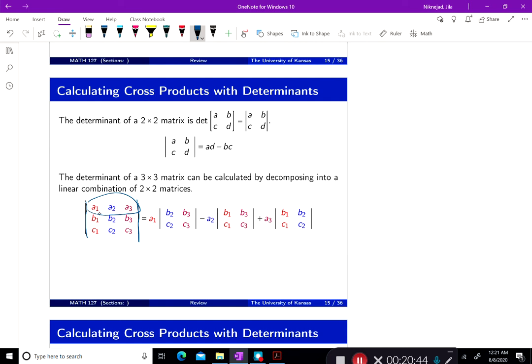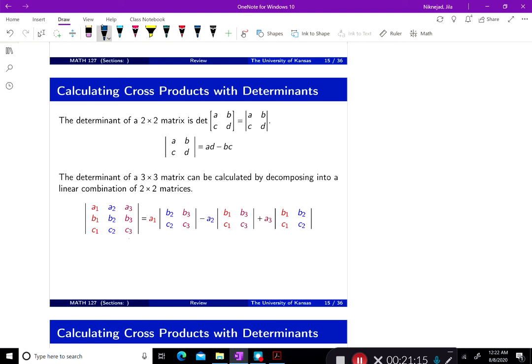Expanding over the first row, you take the first entry in the first row, then you eliminate everything in the column and the row that contains that entry. So what is left is B2, B3, C2, C3. You find the determinant of what is remaining and you multiply it by the entry. So that's the first one.